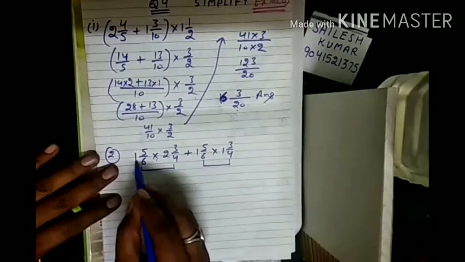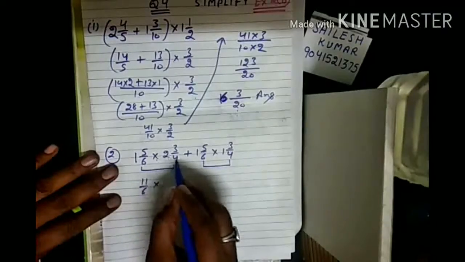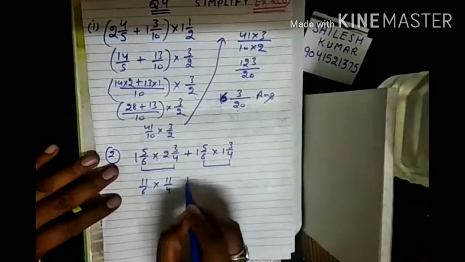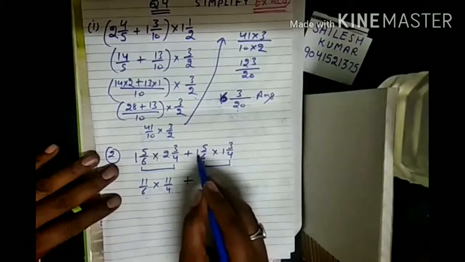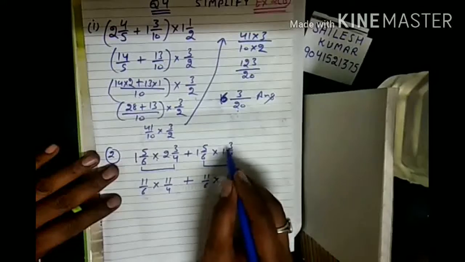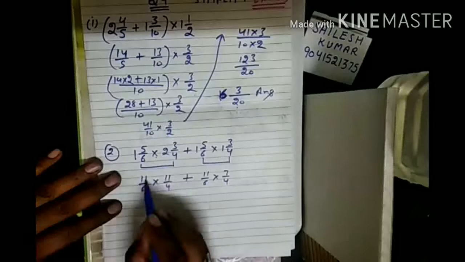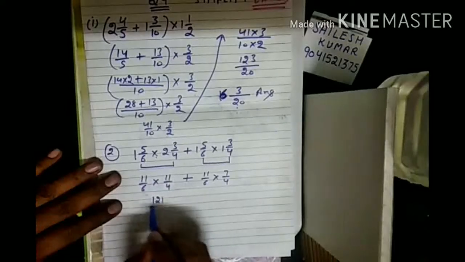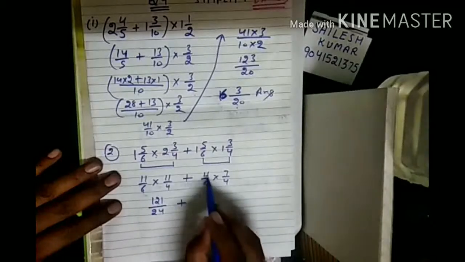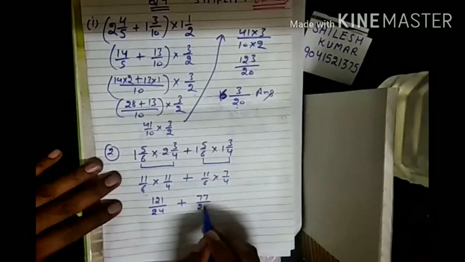Now, 6 multiply 1 is 6, 6 plus 5 is 11. This is 11 by 6. 2 fours are 8, 8 plus 3 is 11, 11 by 4. Here 6 multiply 1 is 6, 6 plus 5, 11 by 6. 4 multiply 1 is 4, 4 plus 3 is 7, 7 by 4. Now 11 multiply 11 is 121, and 6 multiply 4 is 24. 11 multiply 7 is 77, and 6 multiply 4 is again 24.